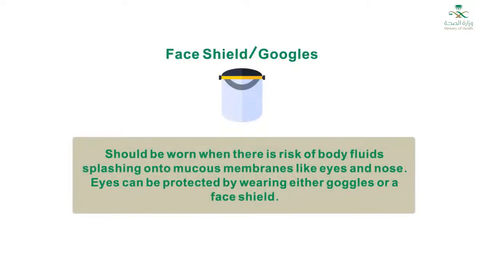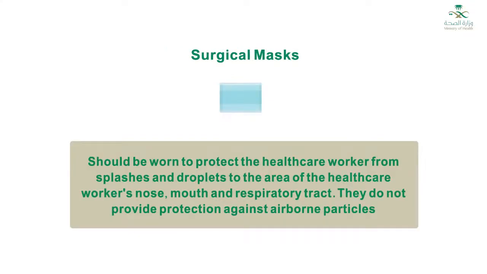Face shield or goggles should be worn when there is a risk of body fluids splashing onto mucous membranes, like eyes and nose. Eyes can be protected by wearing either goggles or a face shield. Surgical masks should be worn to protect the healthcare worker from splashes and droplets to the area of the healthcare worker's nose, mouth, and respiratory tract.